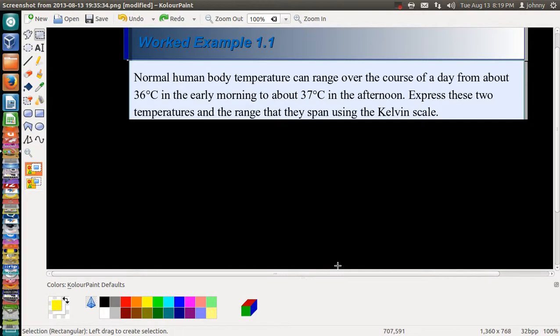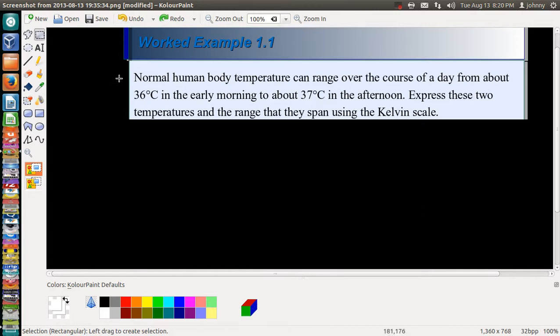Someone wants me to do a video on temperature conversions from Celsius into Kelvin and compare the two scales on how the temperature spans. So let's go ahead and do that. Before we can get started, we need to know the formula on how to convert Celsius into Kelvins.